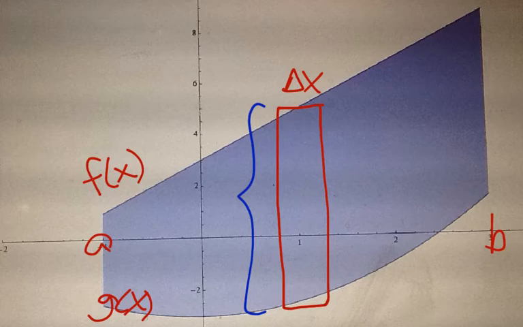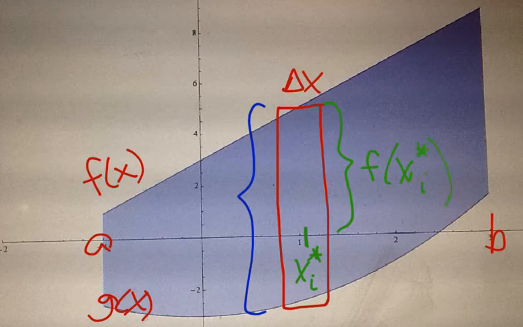Just like before, we can take any value in this subinterval, and we'll call it x sub i star. From that x sub i star, we want to calculate the height. If I want to figure out this part of the height right here, I would just plug x sub i star into the function f, and that would give me the height for that part. And if I wanted to figure out the height on this interval over here, I'd just plug x sub i star into g.